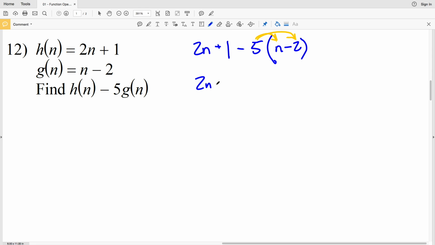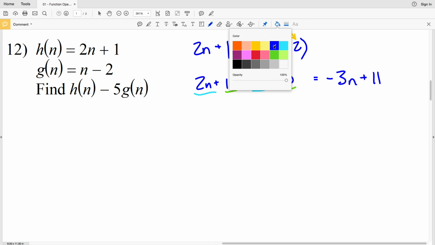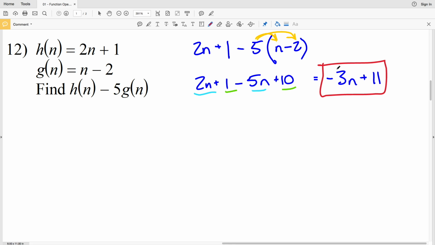So I'll have 2n plus 1 minus 5 times n is minus 5n minus 5 times negative 2, which will be plus a positive 10 since both the 5 and 2 were subtracted. Now I'll combine my like terms, 2n with 5n and 1 with 10. 2n minus 5n is negative 3n, and 1 plus 10 is a positive 11. So negative 3n plus 11 is my solution in number 12.